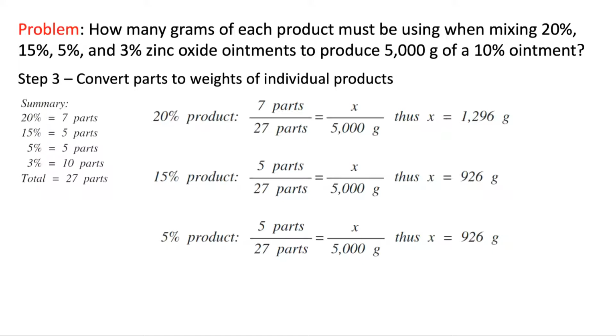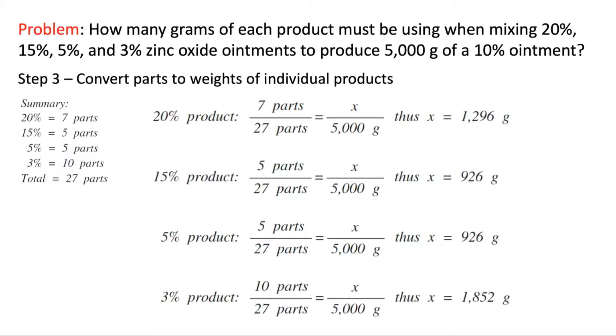Okay. Continuing for the 5%, look back at the summary. For 5%, we also need 5 parts. That's 5 parts out of the 27 total equals X over the 5,000 grams again. And it's the same as the 15%. So if we do the same math, you should get the same number. And again, for the 5%, we also need 926 grams.